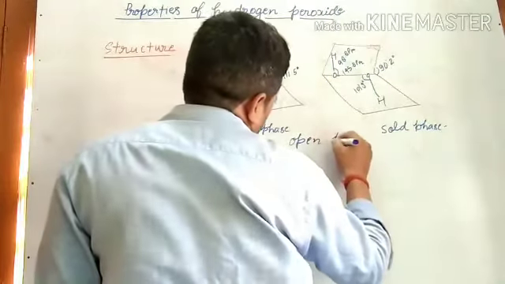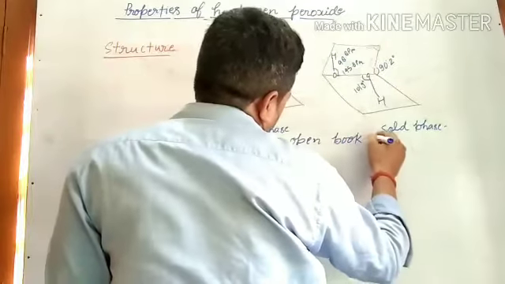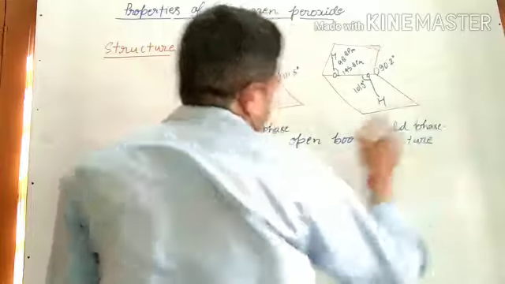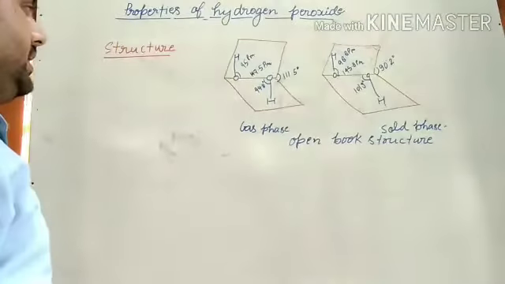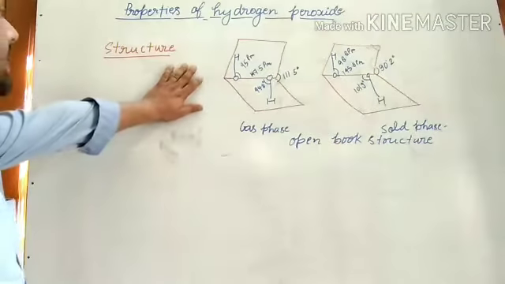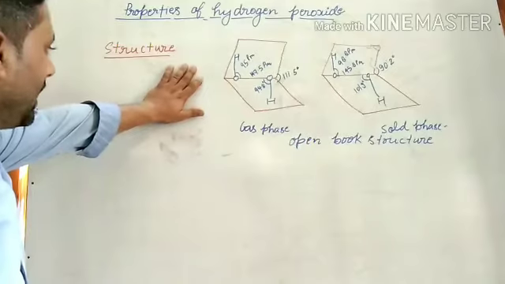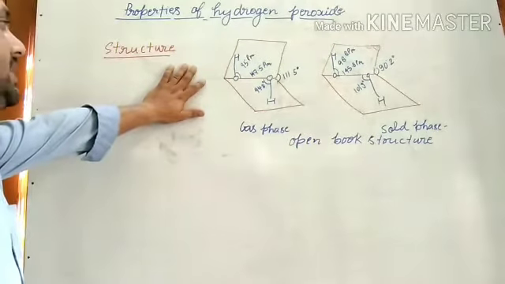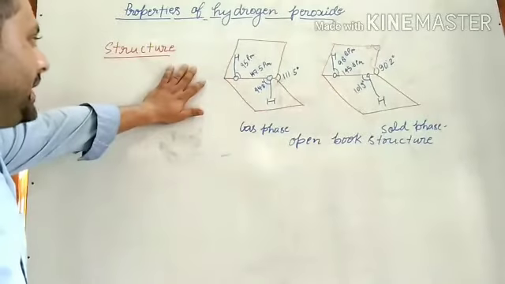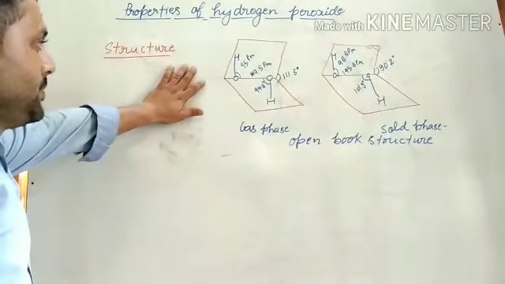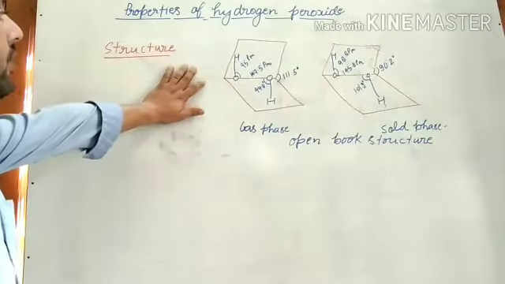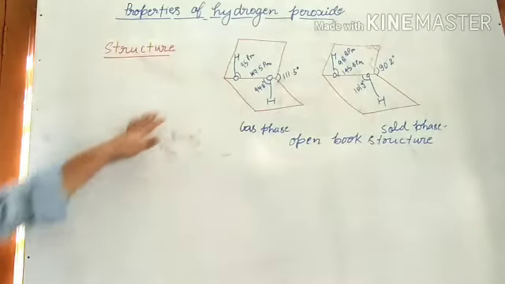Open book structure. Can we say? I think it can be said: it has an open book structure. So here we have seen the structure of H2O2 in gas phase as well as in solid phase. In solid and gas phase it has the same structure, but there is a difference in bond angle. In both forms it has an open book structure.